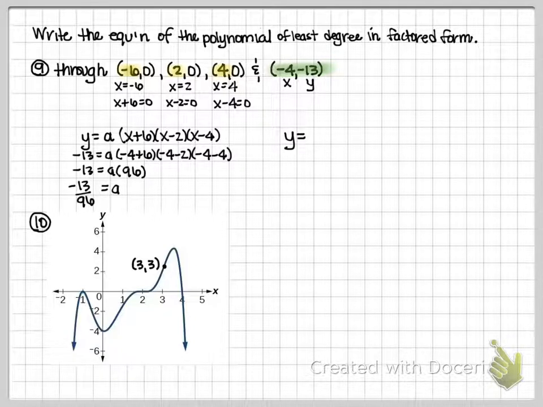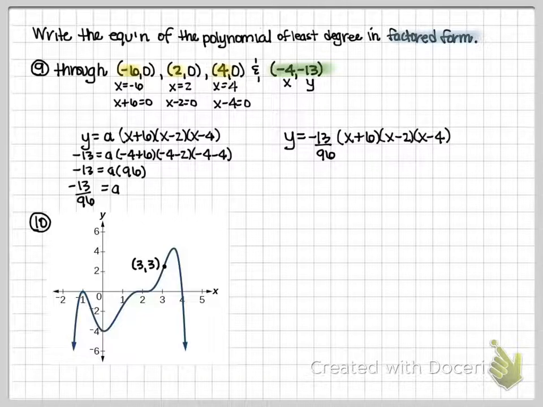It did say that we get to write this answer in factored form, so I'm not going to go through and actually multiply it out. So put the negative 13 over 96 in the location for the a, and then just continue writing down what we had for the factors. So x plus 6, x minus 2, and x minus 4.